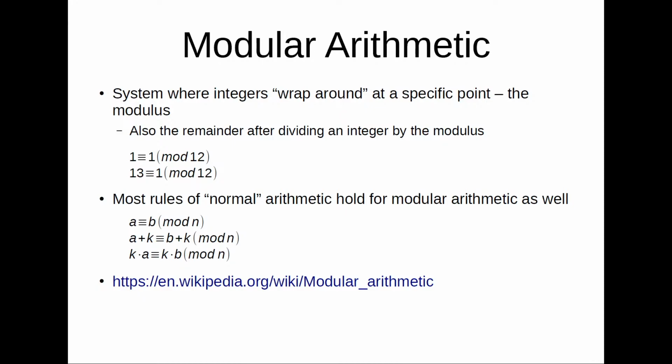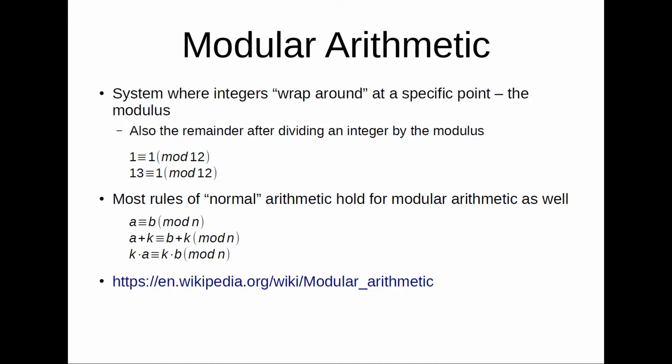A common use case for modular arithmetic that you probably don't even notice is just a clock, especially 12-hour versus 24-hour time. So 1 o'clock is the same as 13 because 1 is congruent to 1 mod 12 and 13 is congruent to 1 mod 12. Or 13 is 1 away from 12, and 1 is 1 away from 0, and 12 is 0 away from 12, so 12 is 0 mod 12.